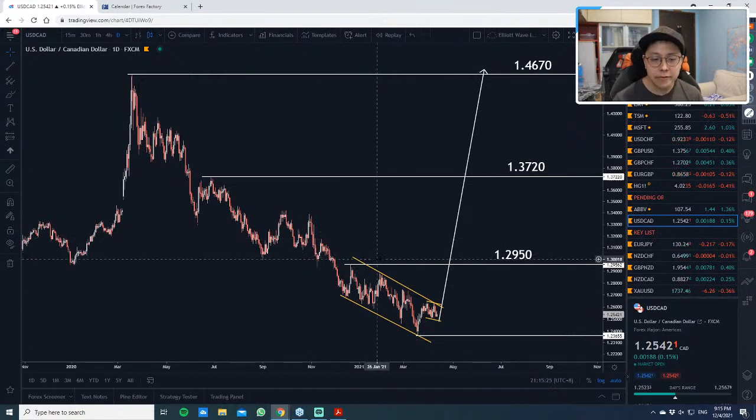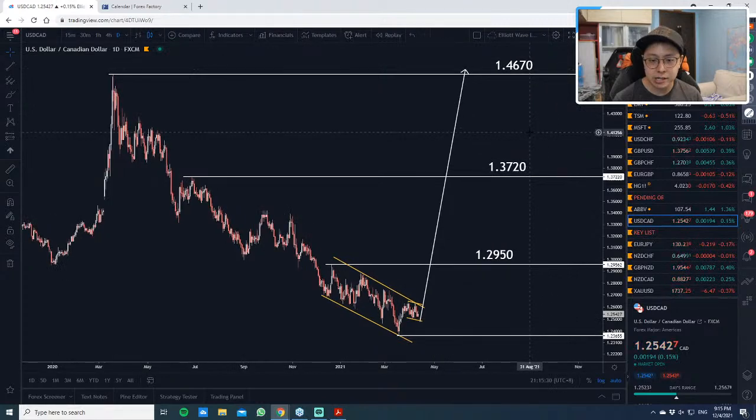Okay, and there are three key levels here that I think is fairly clear that you can see, right? The first immediate short-term target that you can potentially aim for is around 1.2950. Following that is 1.3720, and the final target, it'll be fantastic if price can go up all the way to 1.4670.